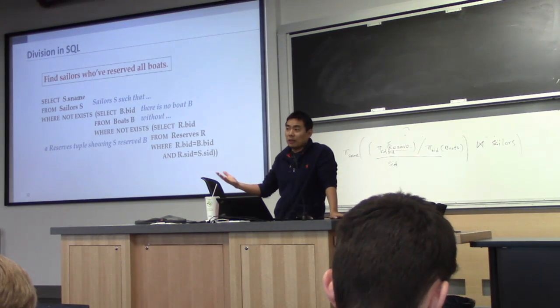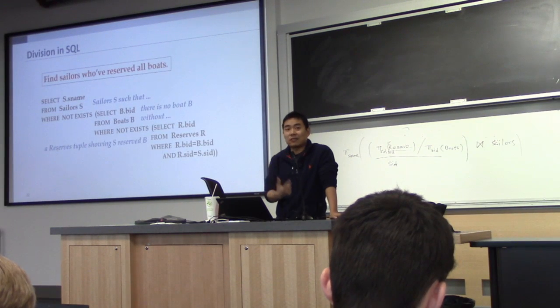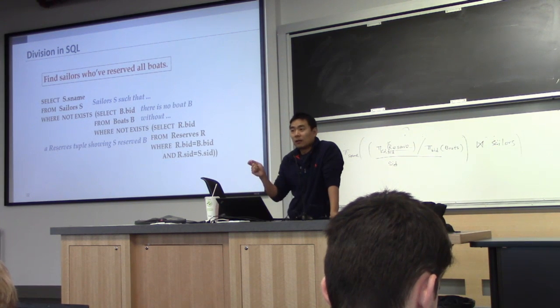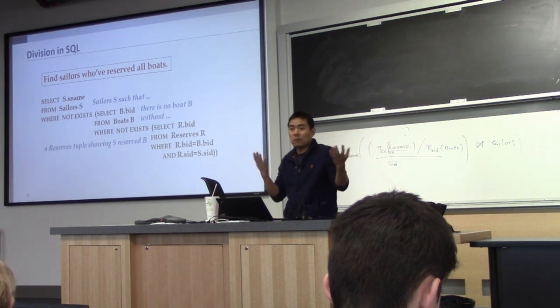Then you take this whole thing and natural join with sailors. Why? Because you need to find the sailor name. Then you project out the sailor name. That's it. That's how we do this in relational algebra.